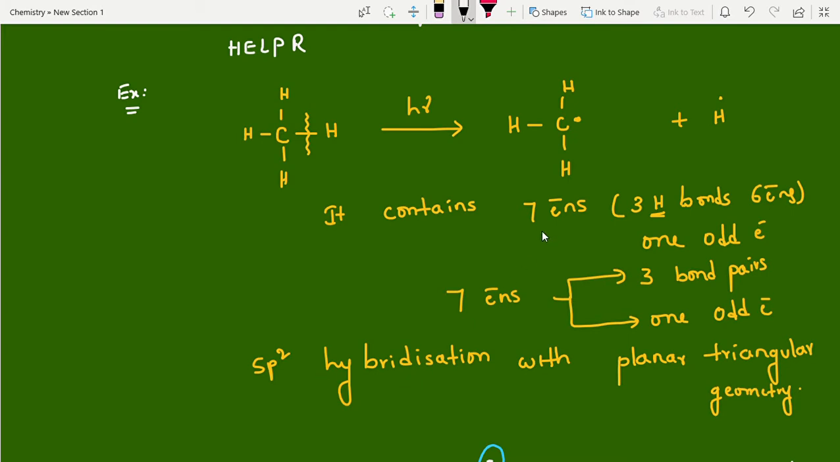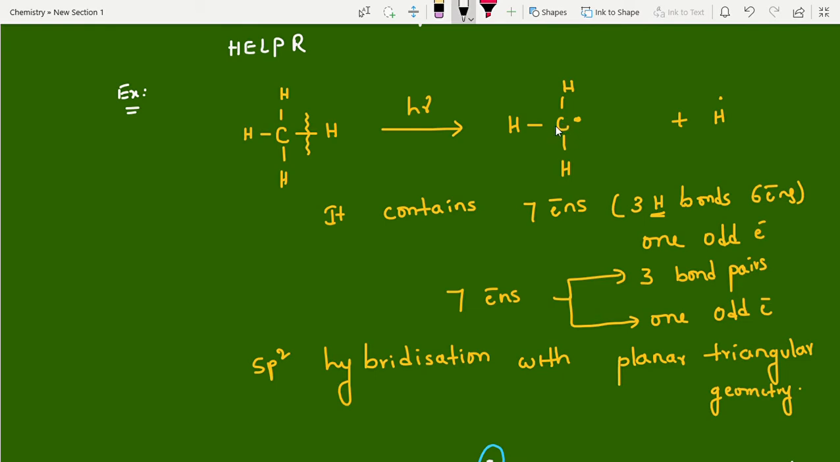To find the hybridization, you can use the formula half into V plus M minus C plus A. I explained this already in chemical bonding. What is the number of valence electrons? Carbon has 4; 4 plus 3 is 7, plus this 1 electron, totally 8. 8 by 2 is 4, and 4 means sp3.